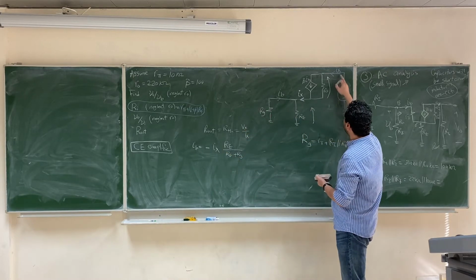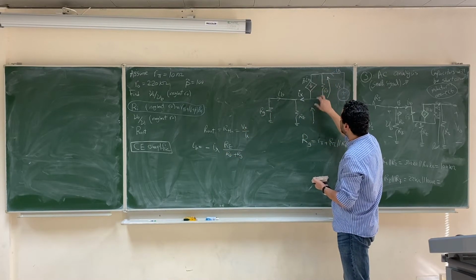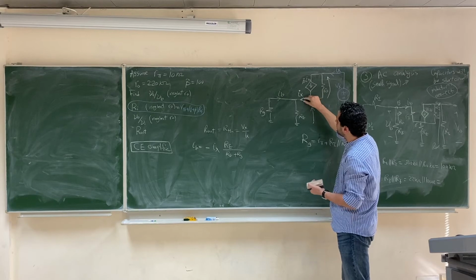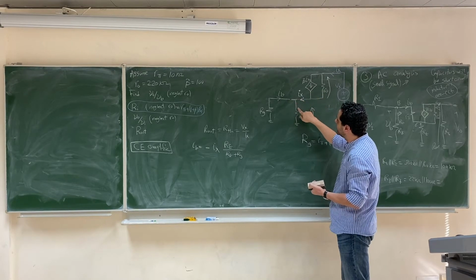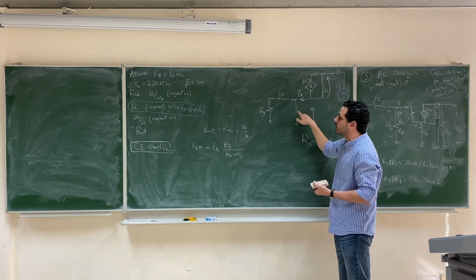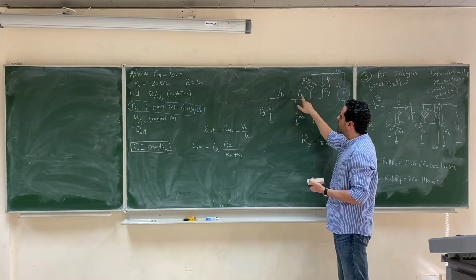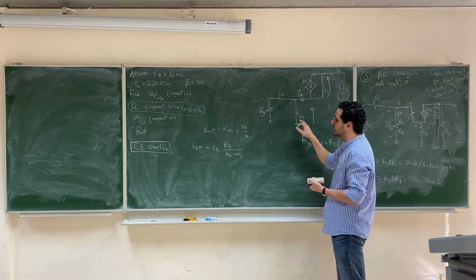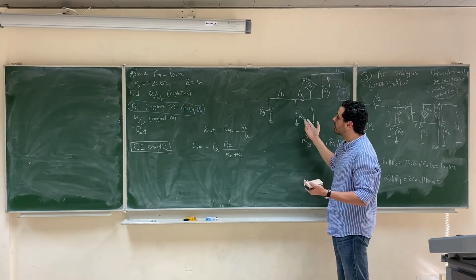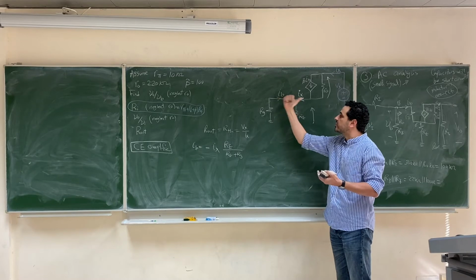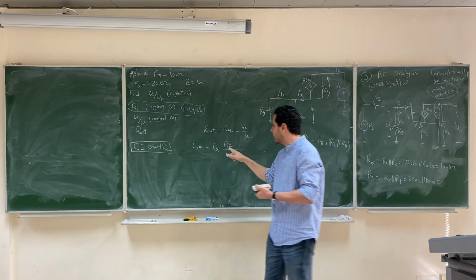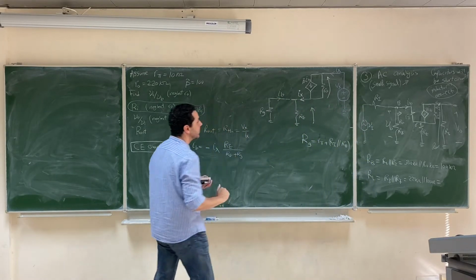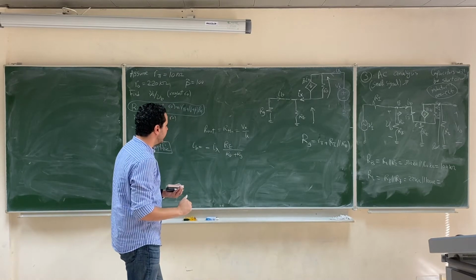So again, Ix here will be divided between these two branches and then it will combine again here to represent Ix. And then it will be divided again between these two branches. This is a current divider rule. The current in this branch equals Ix multiplied by the other resistor over the sum, according to the current divider rule. So Ib, which is going in the opposite direction, will be negative Ix multiplied by Re over the sum. This is the relation between Ib and Ix.